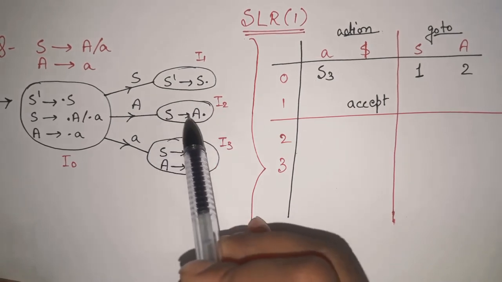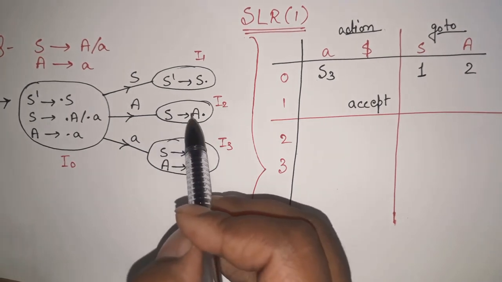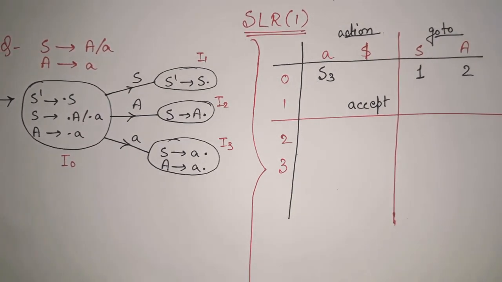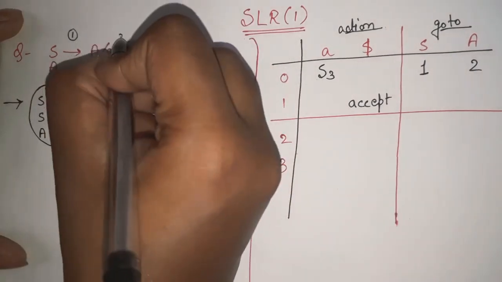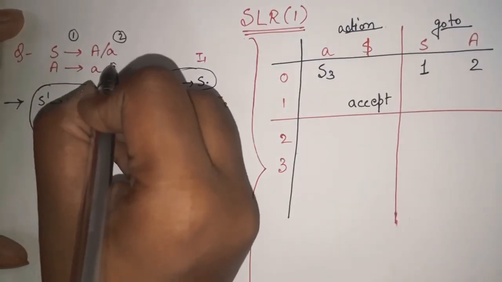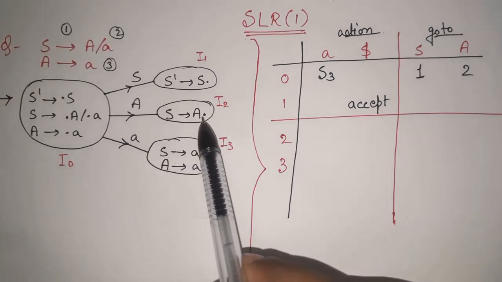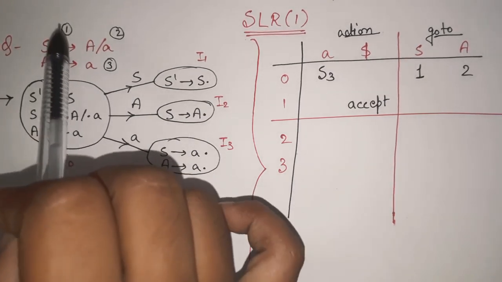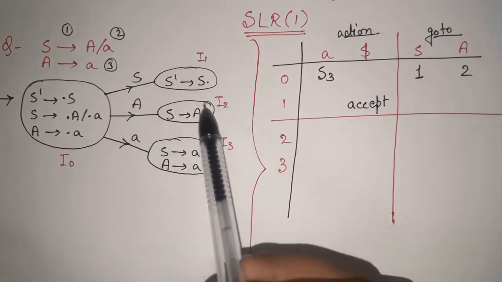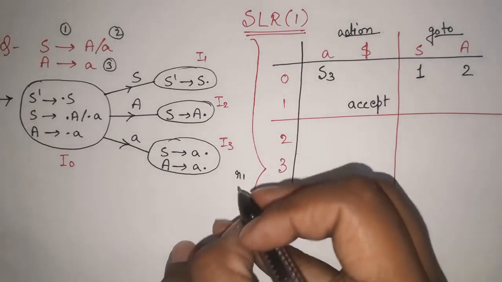Now moving further to I2. In I2 I am having one completion state. This is a reduce move because the dot is at the end, and S gives A. My first task is to number all the productions. So let me number: S gives capital A as 1, S gives small a as 2, and A gives small a as 3. So here I am having one reduce move, S gives A dot. S gives A is my first production, so I have to write reduce 1.